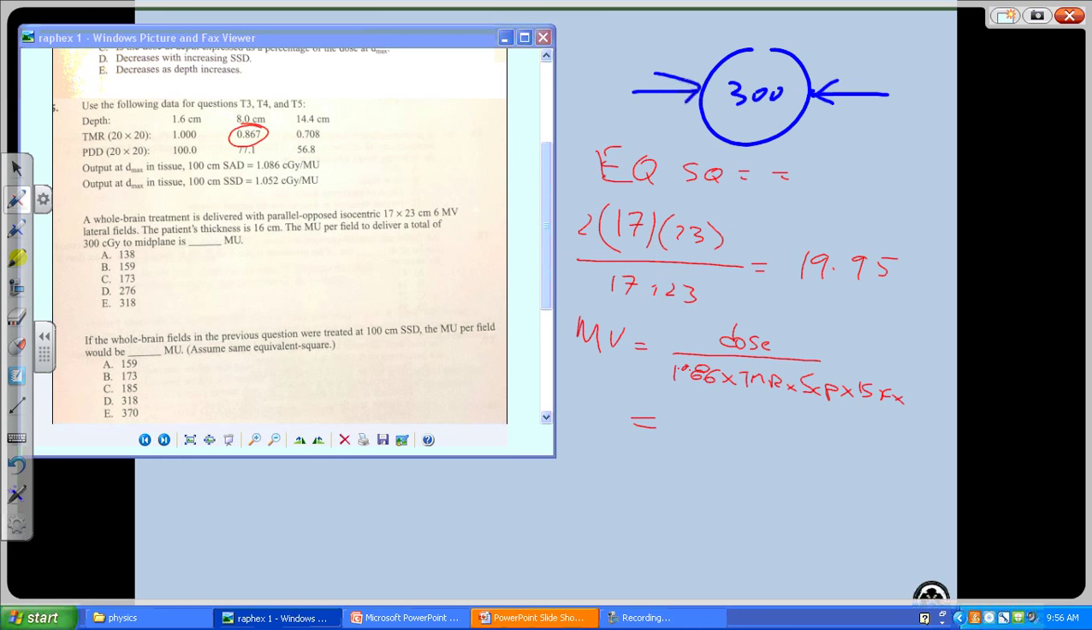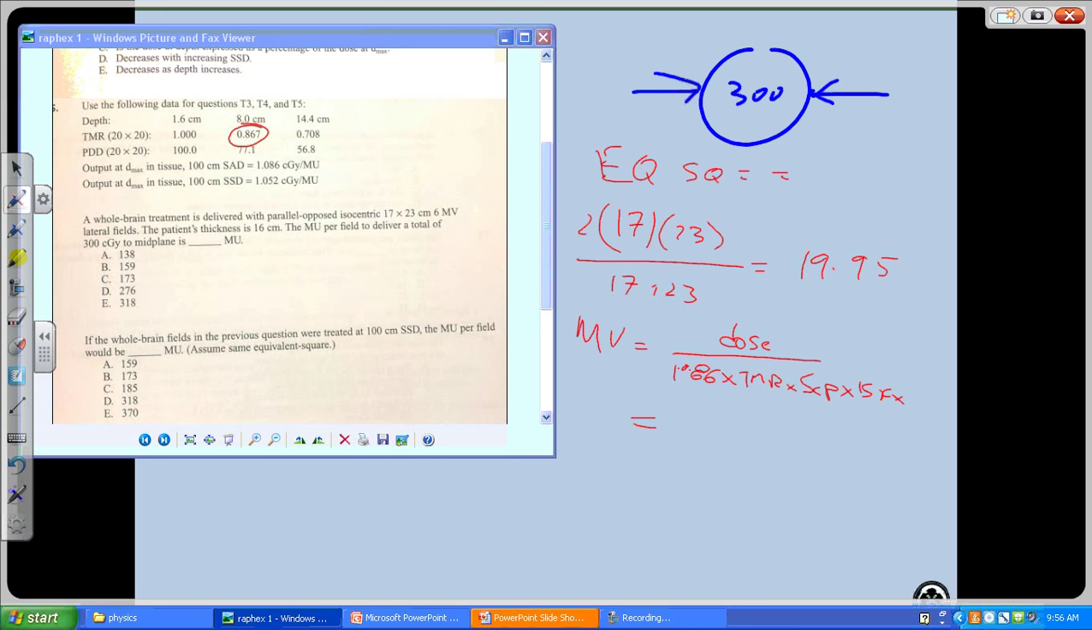What about S of CP? Where is it? These buggers didn't give it to us. Oh, I'm supposed to assume more. I wonder if it's built into this. Maybe. That's why it's 1.086. That could be why. Okay. So you have to make that assumption.